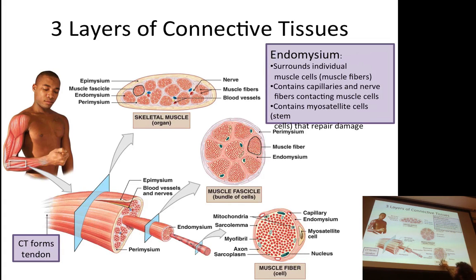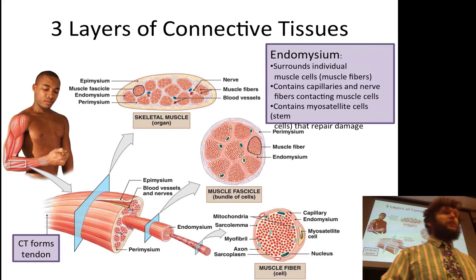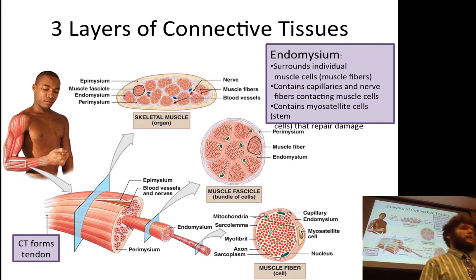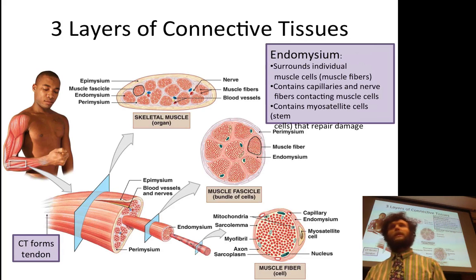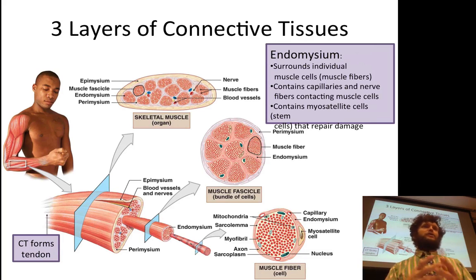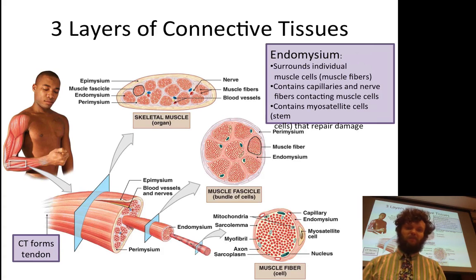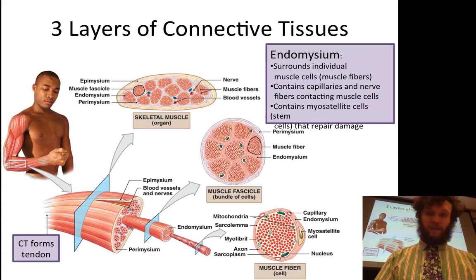An individual cell is surrounded by endomysium. So we had epimysium, perimysium, endomysium. Right? When we get to nerves, we're going to look at the anatomy of a nerve, and it's going to have epineurium, perineurium, and endoneurium in much the same way as these muscles have this mysium referring to connective tissue surrounding a muscle with the appropriate prefixes.